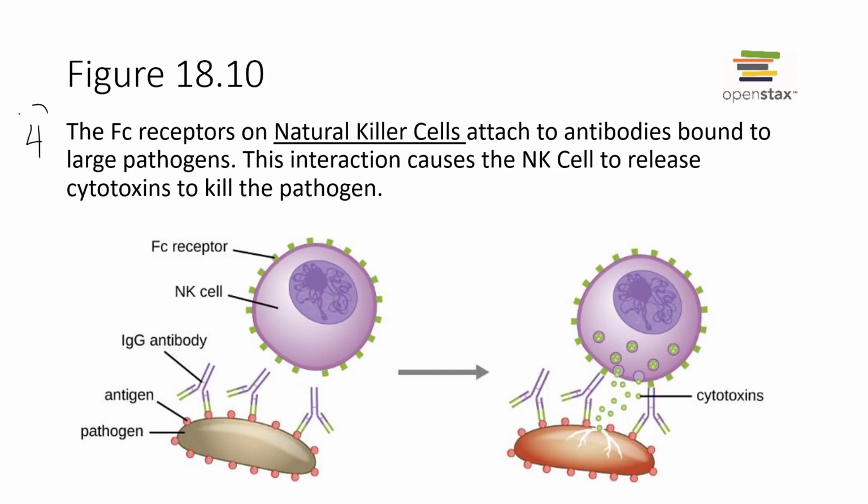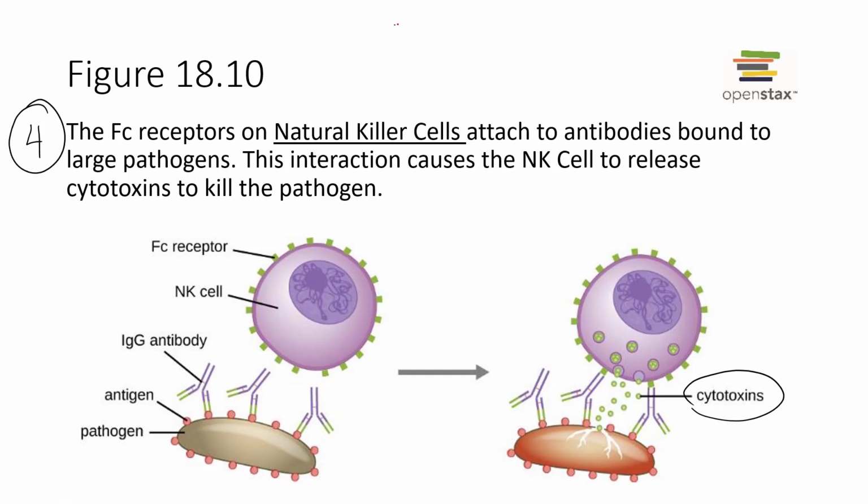All right, fourth function. Those Fc stems, they also can bind to Fc receptors on natural killer cells. So natural killer cells, when they come in contact with Fc stem of antibody, they will degranulate and they'll release their cytotoxins and they'll know to kill that particular pathogen. So that's an overlap into second line of defense, since natural killer cells are second line of defense, but the antibodies are enhancing that second line of defense.